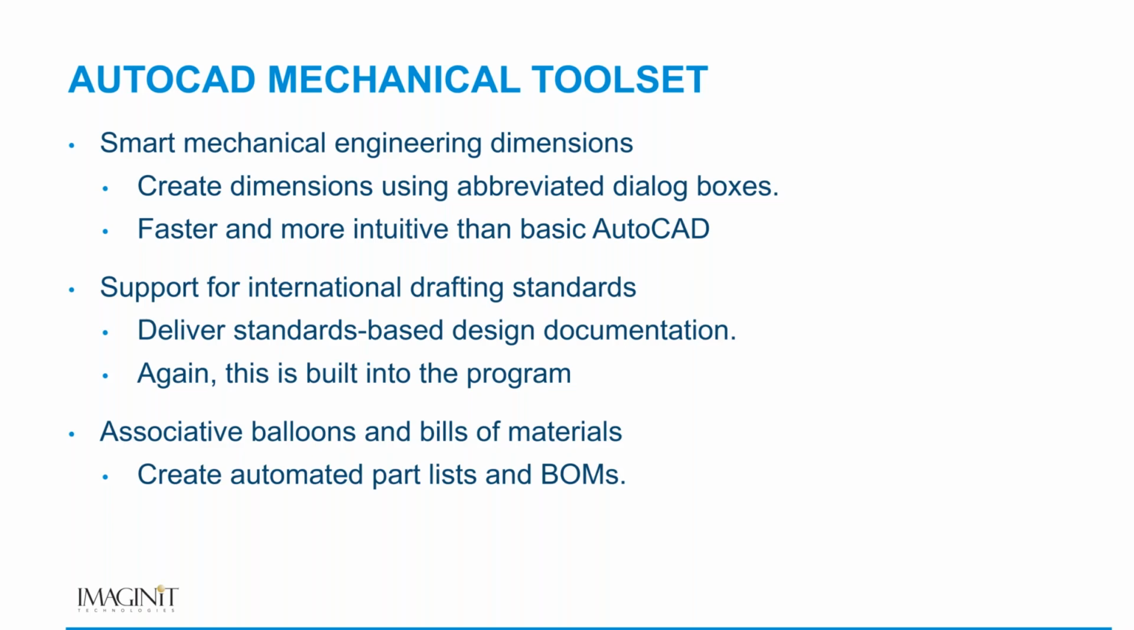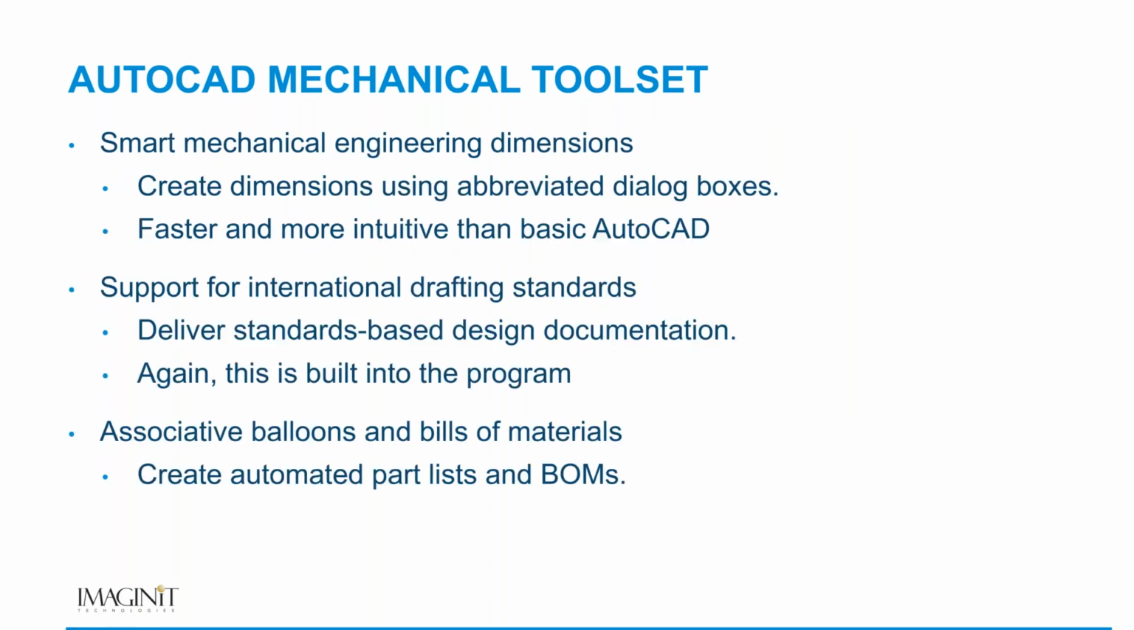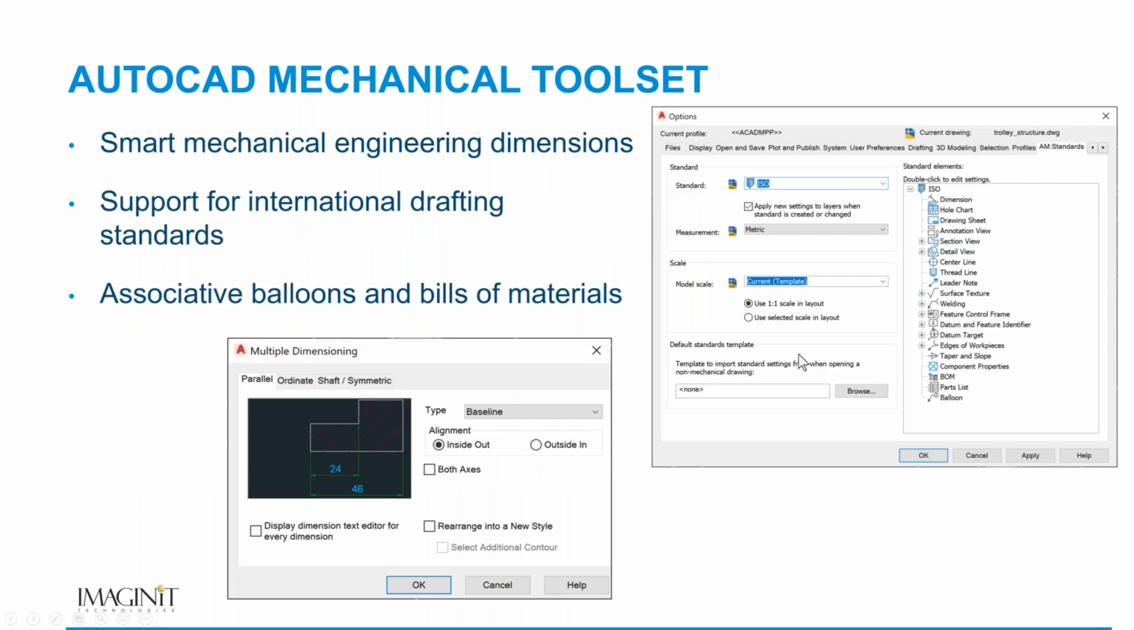Like you saw in my example there on the previous screen, we have access immediately to the ISO and the ANSI standards, and there are some other standards you can also add. And associated balloons and bill of materials. When you create using the content libraries and parts, you can actually generate a bill of materials that will turn around and give you counts and generate a bill of materials automatically based on what's in the drawing, and creates a dynamic bill of materials. So as you add and remove objects, that bill of materials will update, right?